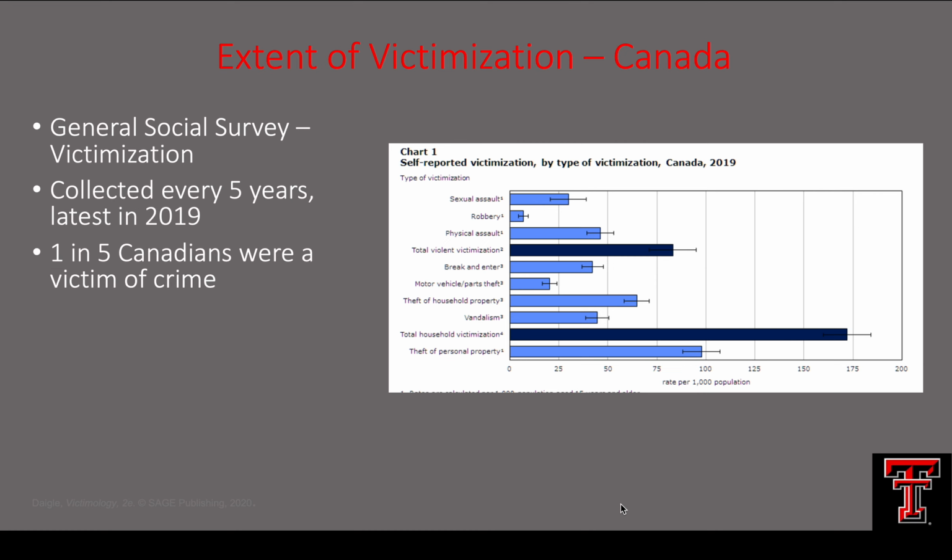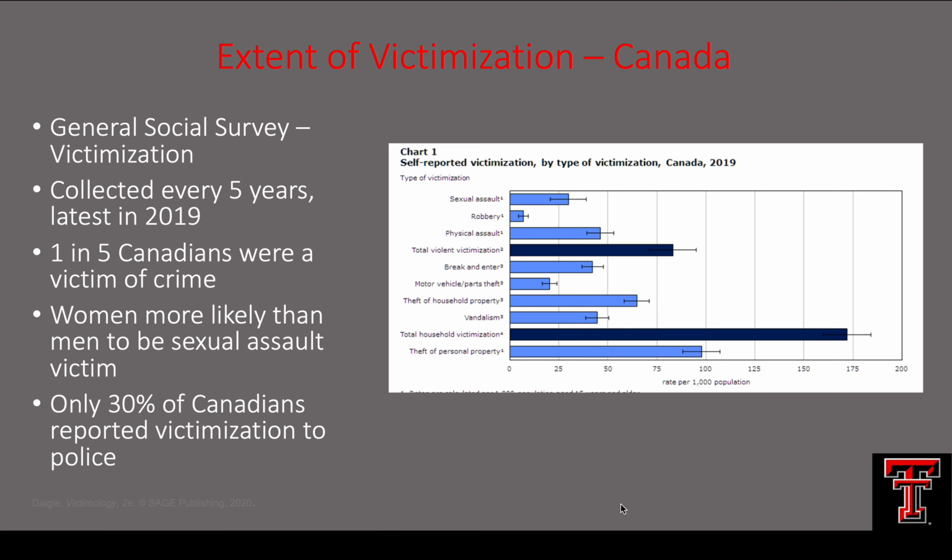About 1 in 5 Canadians were a victim of crime. Women are more likely than men to be sexual assault victims, same as in the United States. But Canada tends to have a really low reporting rate, so only 30% of Canadians reported victimization to the police. This is maybe a little bit lower than the United States, where the estimate is probably about 35 to 50%, depending on the crime.